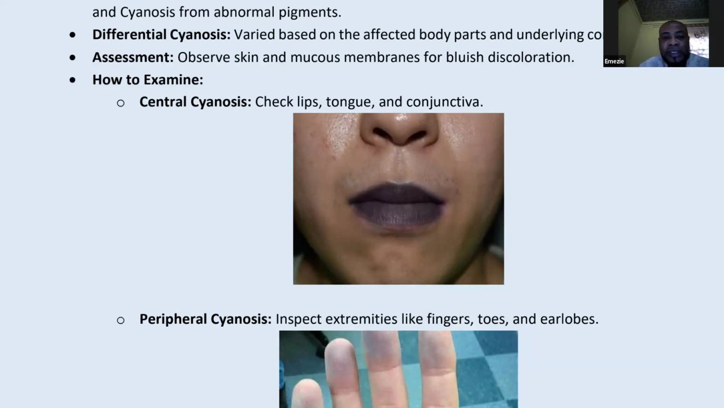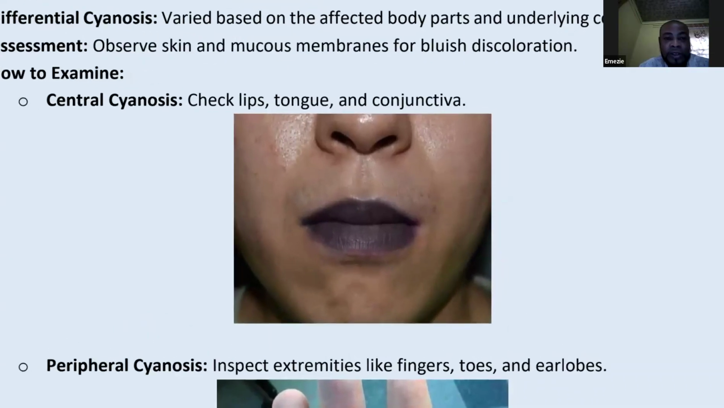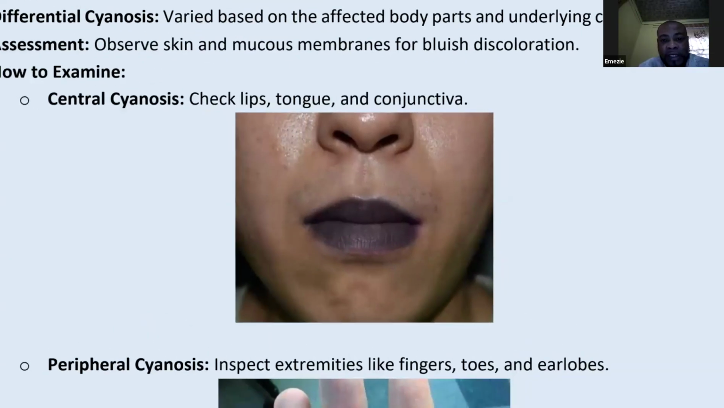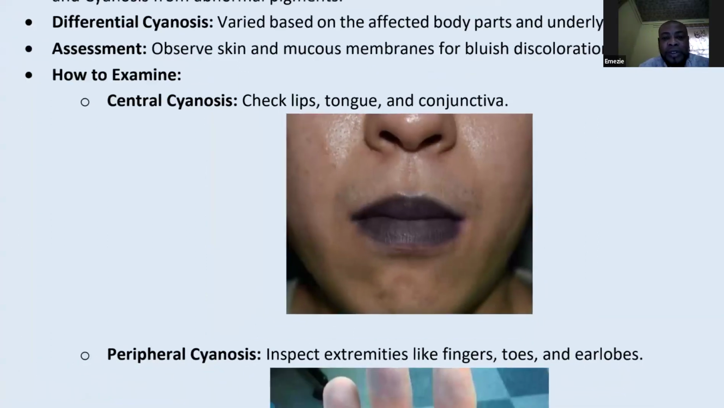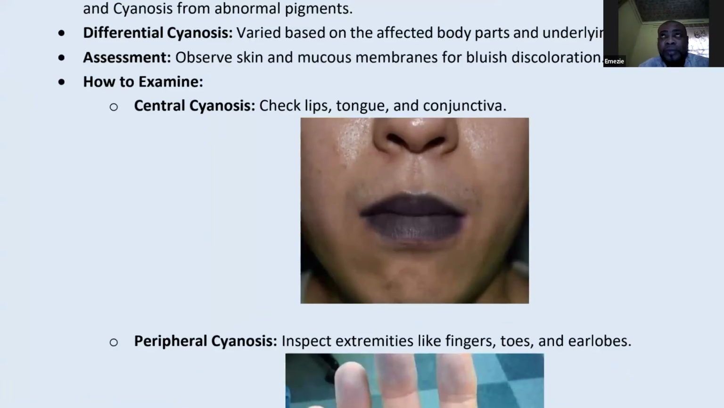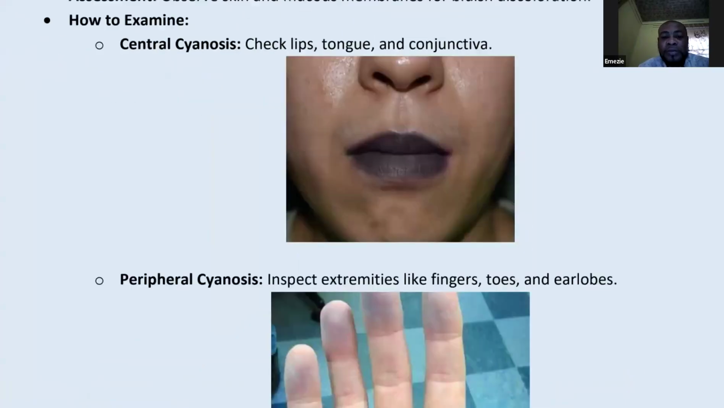So where do we see central cyanosis? If the problem is in the heart or the lungs, we see it on the lips, as we are seeing in this patient. The upper and lower lips become bluish. The tongue, as we have said before, becomes bluish. The conjunctiva will also become bluish. The inside of the mouth will become bluish. So all of these places will become bluish.